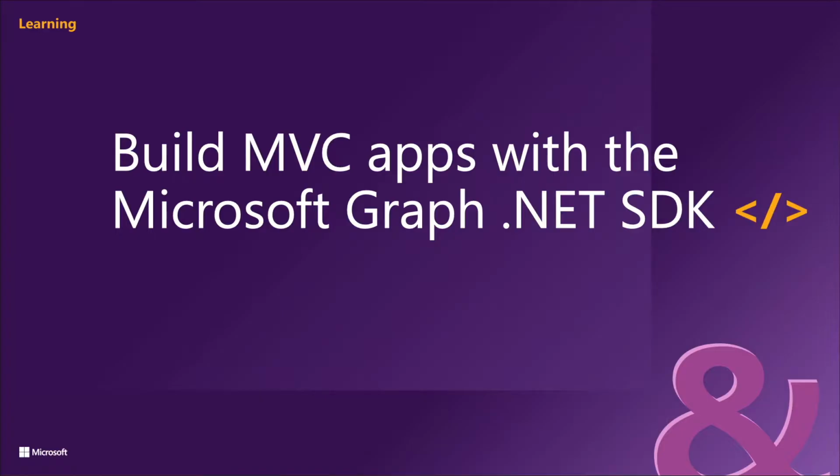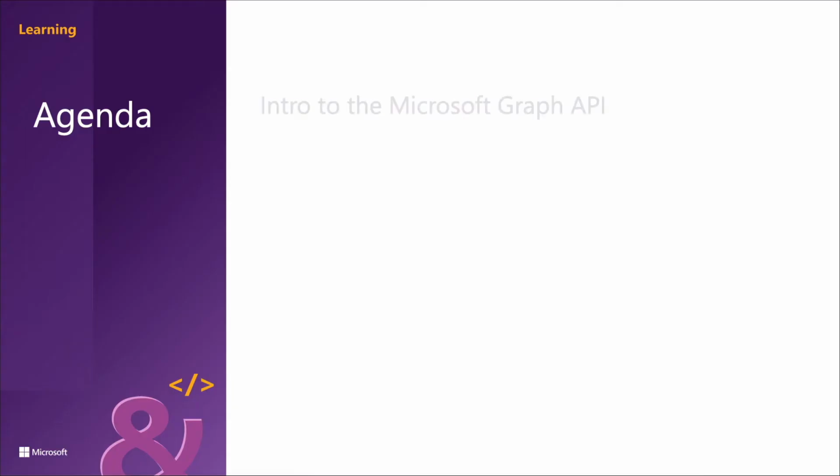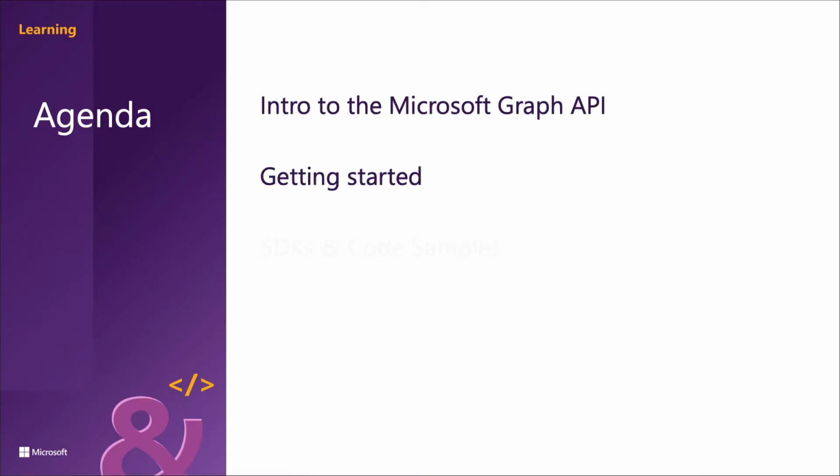In this module, you're going to learn how to work with the Microsoft Graph .NET SDK to create an ASP.NET MVC Web Application that's going to access data in Microsoft 365. We're going to start with an introduction to the Microsoft Graph API, and then we're going to demonstrate how to work with SDKs, code samples, and different resources.